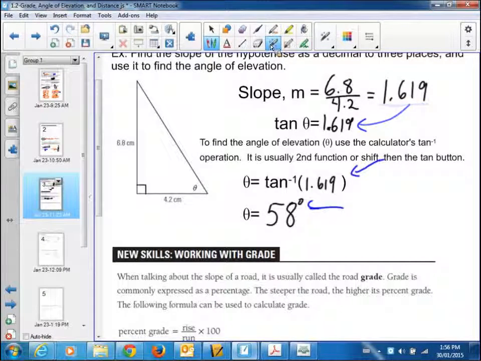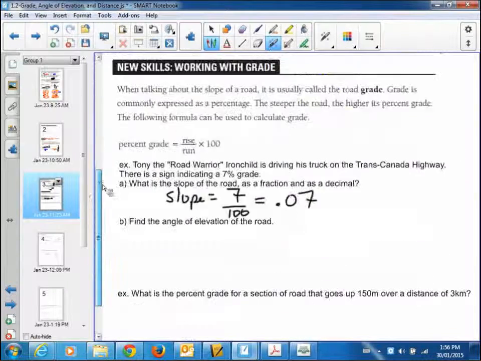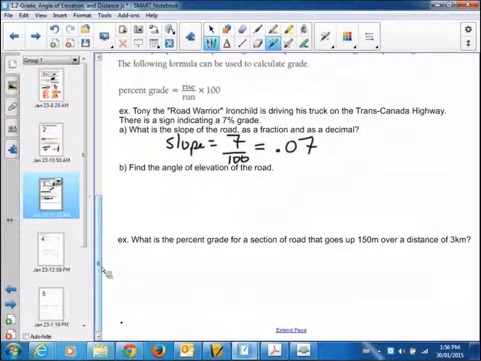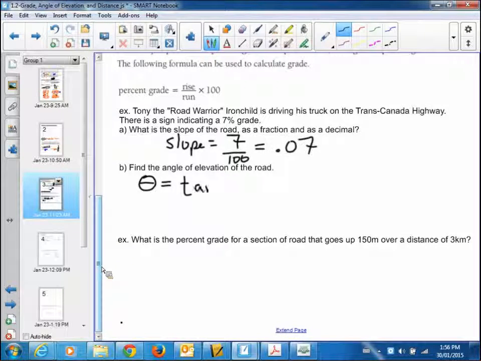You guys follow what I'm saying? We're building this on the other problem. So find the angle of elevation. I'm going to call it theta. That's a Greek letter, but it's popularly used for angles. It doesn't have to be, it could be x, angle x. Then I'm going to say tan minus 1 of 0.07. And then I'm going to see what my calculator gives me, or you're going to see, actually.